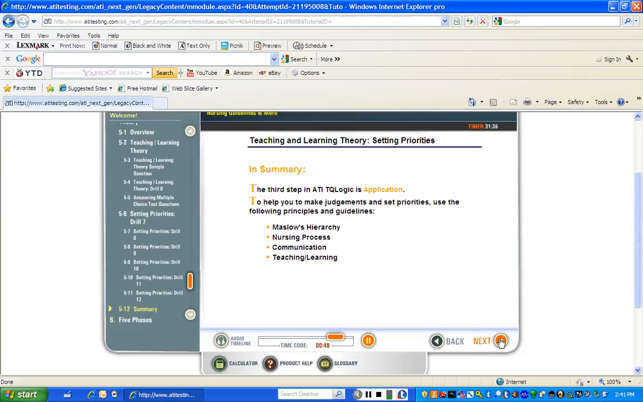Your best strategy is to always go with what you know. Now, let's look at how all 5 phases of the nursing process can be used in nursing exams to assess your knowledge of nursing concepts.